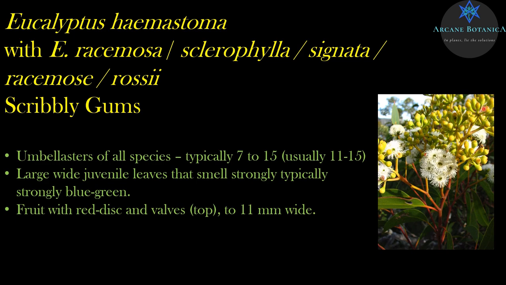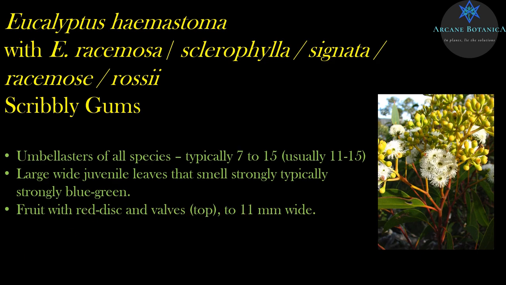And I'm pretty sure this one is Eucalyptus haemastoma on some Hawkesbury sandstone outcrop just north of Sydney in the Brisbane Waters area. They tend to have these large, wide juvenile leaves that smell really strongly. They've got a really strong eucalyptus hint. I like to crush them and smell them. And they're typically a strongly blue-green colour. There's no evidence of that here with this haemastoma, but they're typically a bluey-green. You can see a little bit of it there. And the fruit have a red disc, valves, to about 11 millimetres wide.